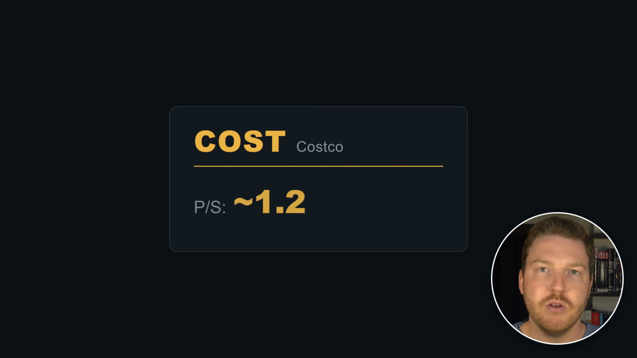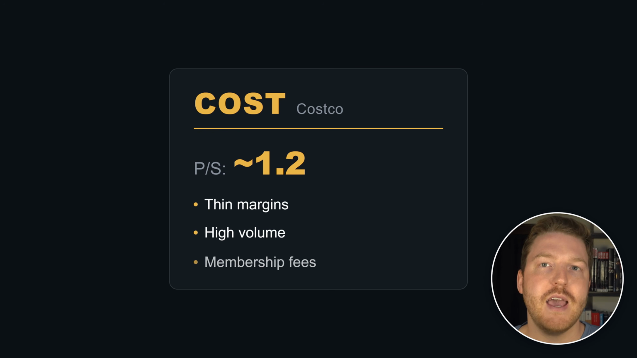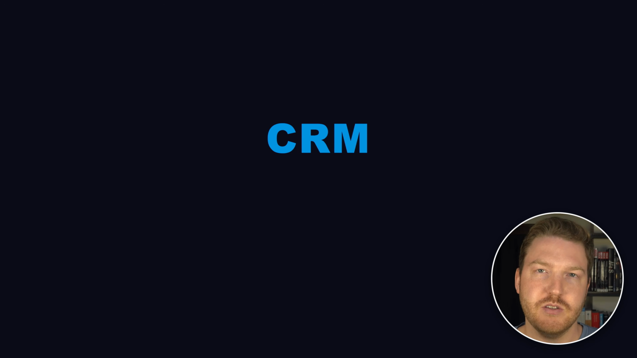Let's look at Costco. It regularly trades at a price to sales ratio around 1.2. That sounds cheap, right? But here's the thing. Costco operates on extremely thin margins. They make their money on volume and membership fees. A low price to sales ratio is normal for their business model.